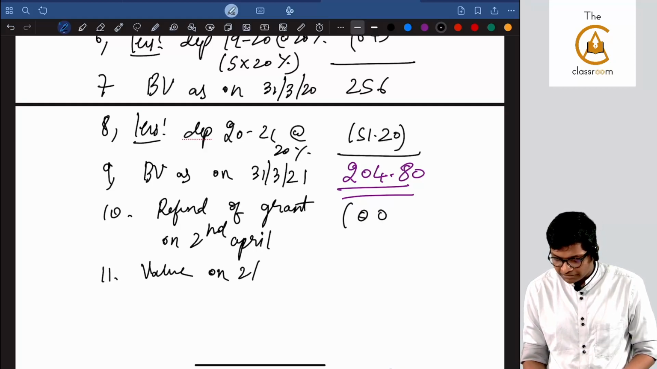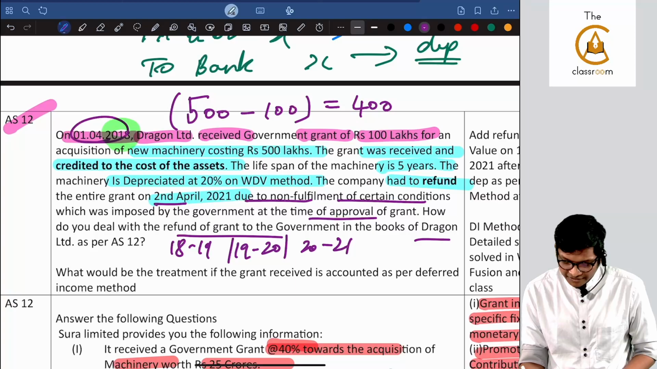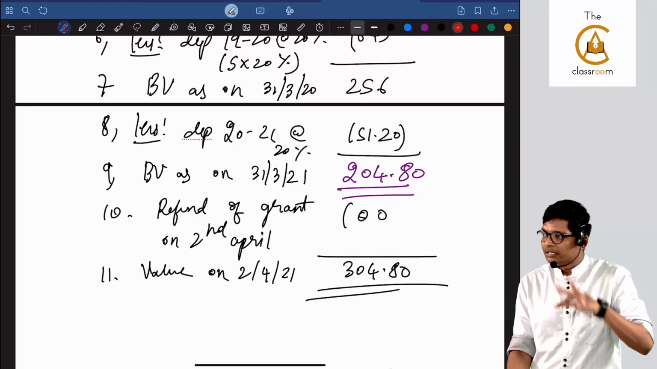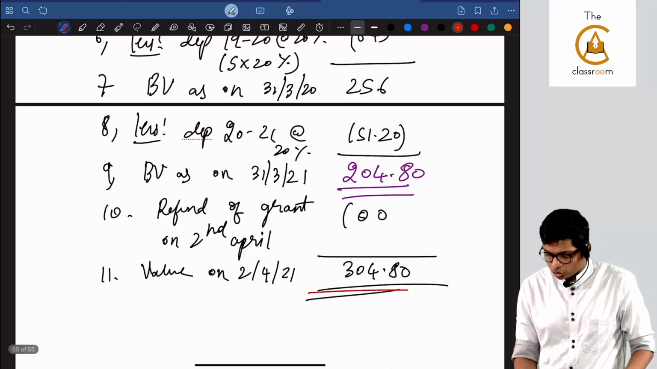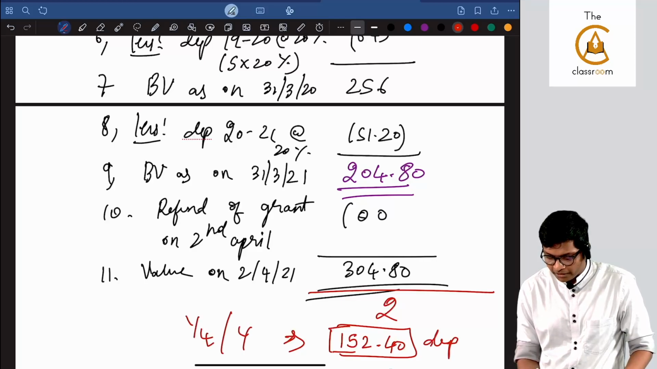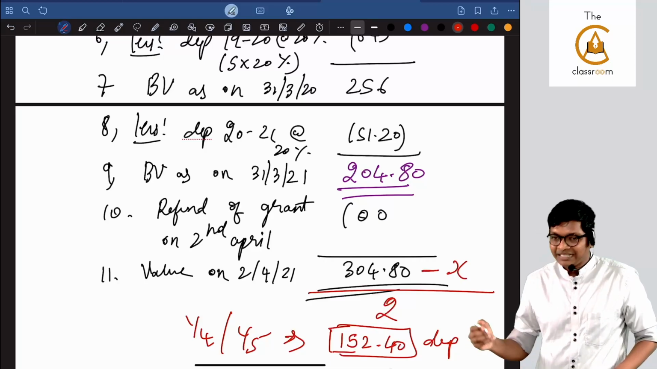Value on 2nd April 21 is going to be 304.80. What is the life of the asset? 5 years is the life of the asset. How many years are already over, guys? 3 years. So how many years are left? So 304.8 divided by 2 years, you will get whatever the value. How much? 1.40 will be the value of depreciation for year 4 and year 5. If at all scrap value is there, I will reduce whatever scrap value is given.